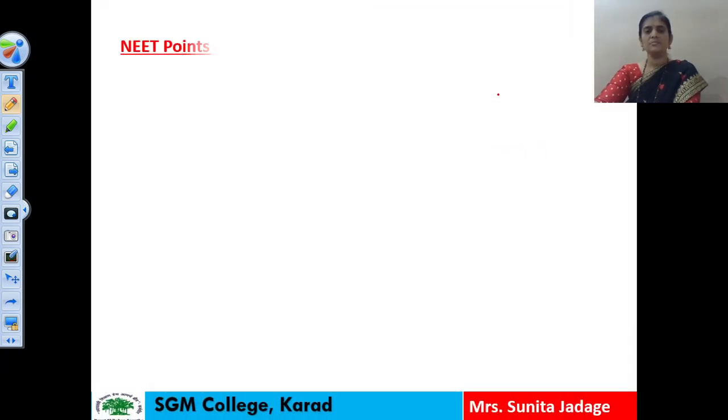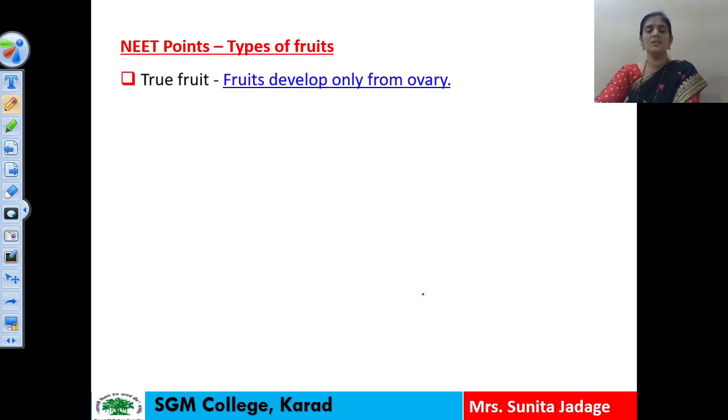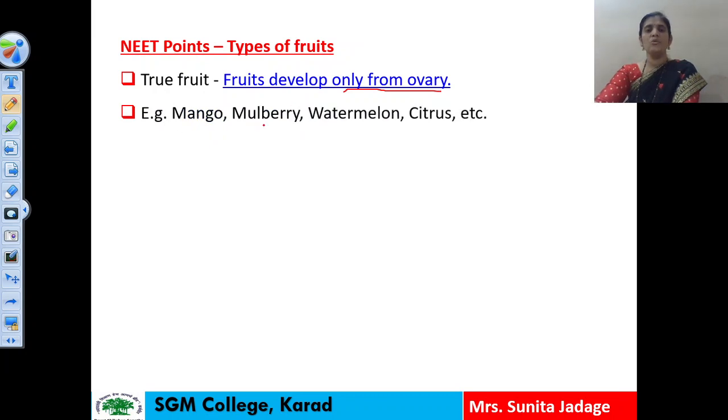Okay, now the related points from the fruit types which are given in the NCERT book, needed points. The first here, true fruits. Types of fruits. True fruits, the fruits which are developed only from the ovary are known as true fruits. For example here, mango, mulberry, watermelon and citrus. These are the different plants which show fruit development only from the ovary. No other parts are involved in the fruit development, and hence such fruits are called true fruits.